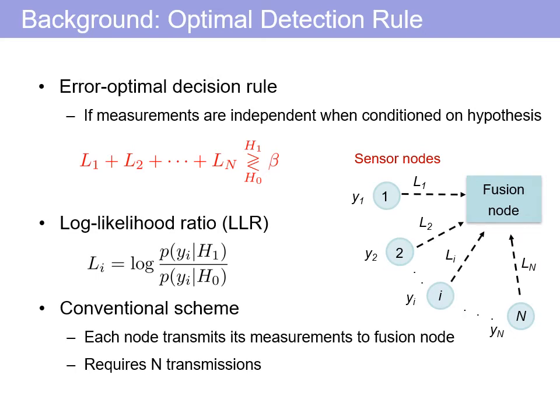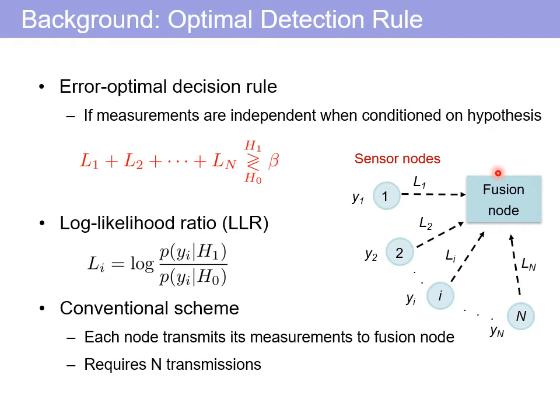So let me set the problem context. What we're looking at is a sensor network with n sensors, and these are the measurements made by them, y1 to yn. So yi is the measurement of node i, and based on these measurements, the fusion node or the data aggregator has to make a decision about whether hypothesis H1 happened or hypothesis H0 happened.